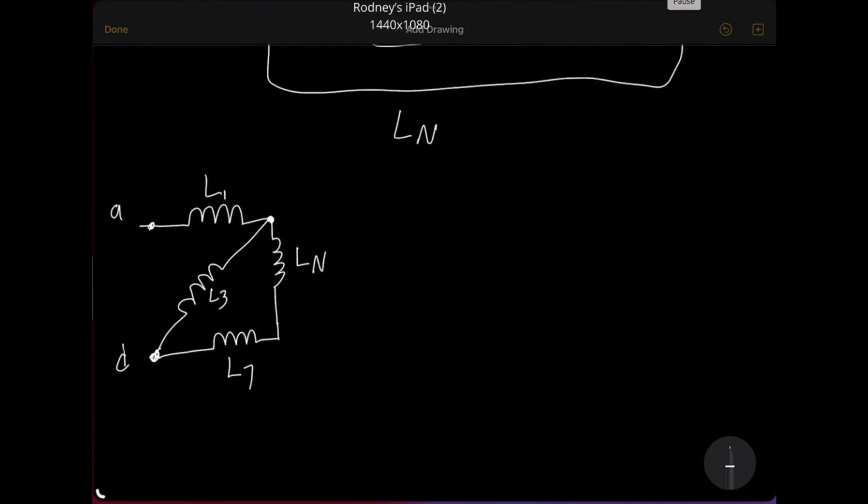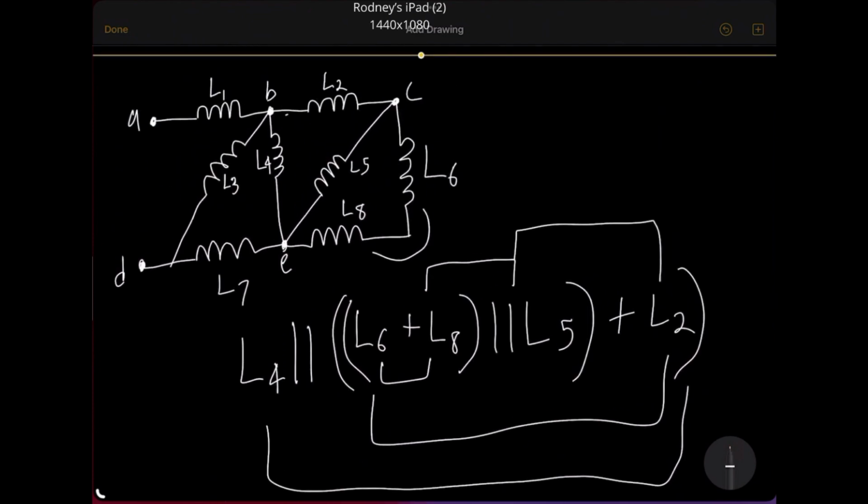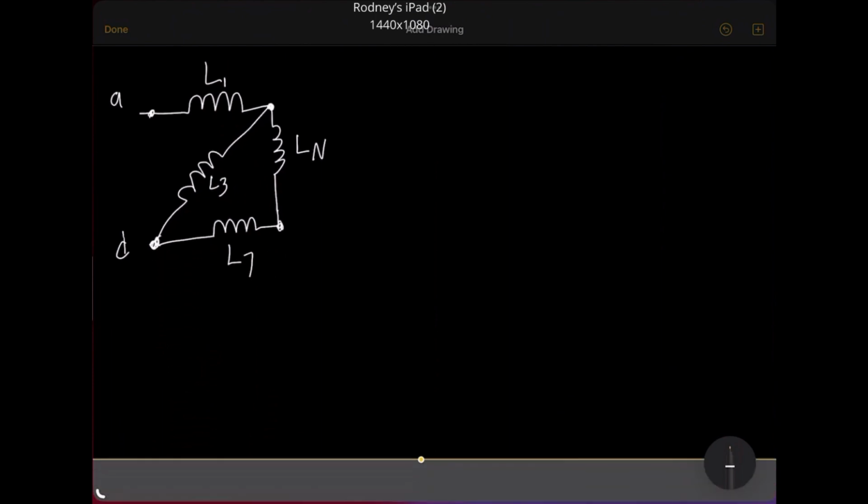Okay, now that you've gotten this final result from your last question, you combined all these ones on the right from B to E, and now you have an equivalent inductor from B to point E. So, Ln is in parallel, oh no, my bad, is in series with L7. So as you travel from this point and go straight to D, Ln is in series with L7. And that's going to be in parallel with L3.